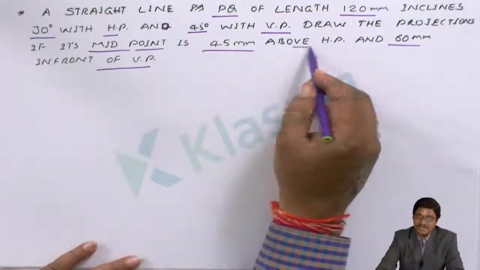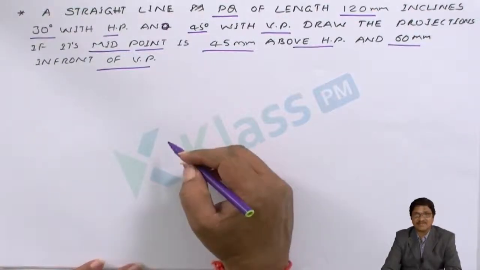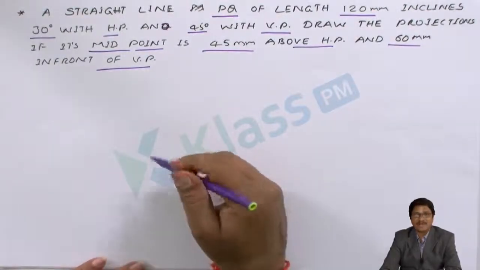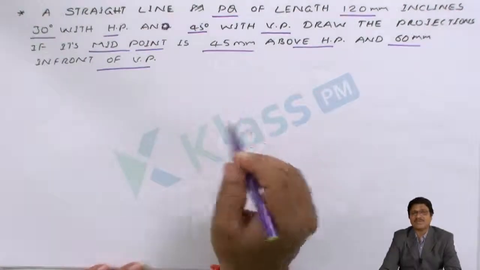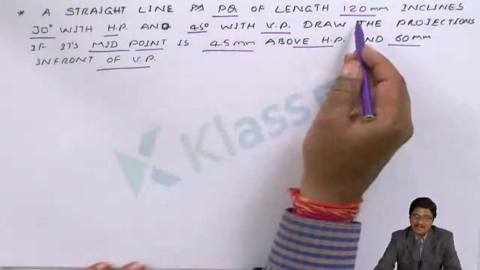So what change are you observing here? In all the previous problems, we were used to getting the details with respect to an end point. So with one of the end points positioned, you draw the remaining line length with a given inclination. But here the line length is completely given.